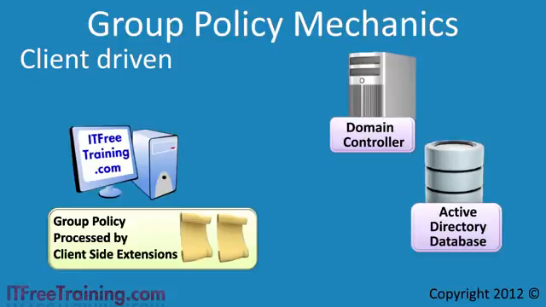A system like this is called a pull system, since the client requests the information rather than the server pushing the data out to the clients. Once the client receives the group policy from the domain controller, it is up to the client to apply it to the operating system. This is done by software on the client called client-side extensions. For example, there are client-side extensions that are responsible for creating shortcuts and other extensions for installing applications.